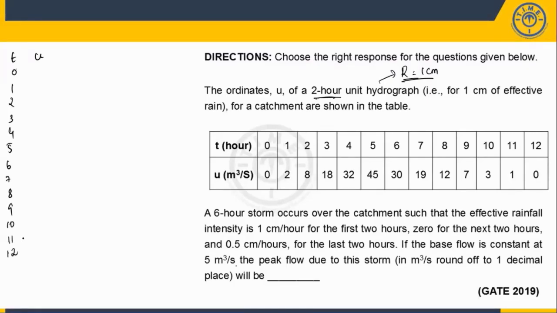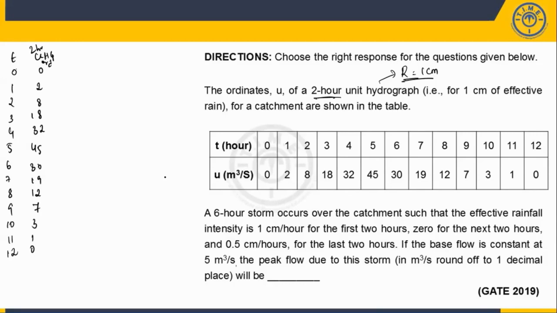What do we have next? We have 2-hour unit hydrograph ordinates. What are they? 0, 0, 2. Always a unit hydrograph starts with 0, ends with 0. 18, 32, 45, 30, 19, 12, 7, 3, 1, 0.